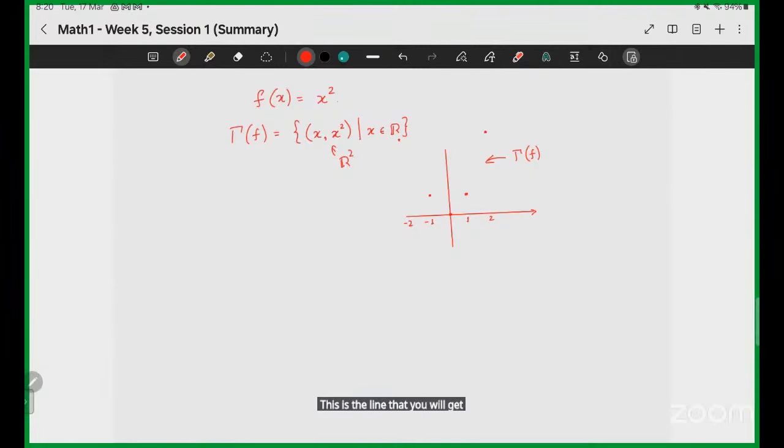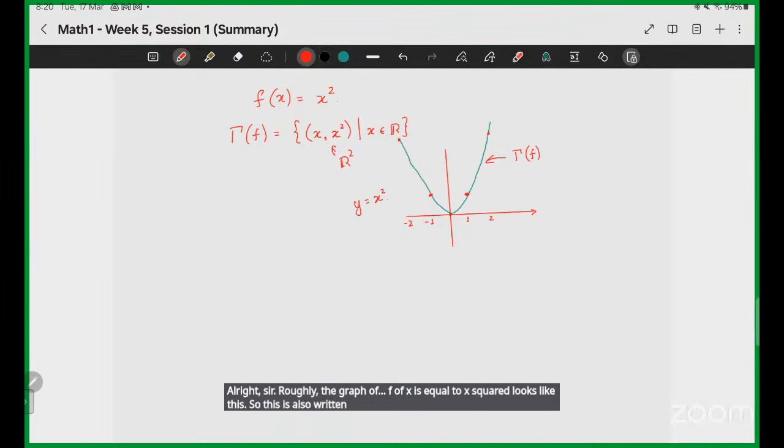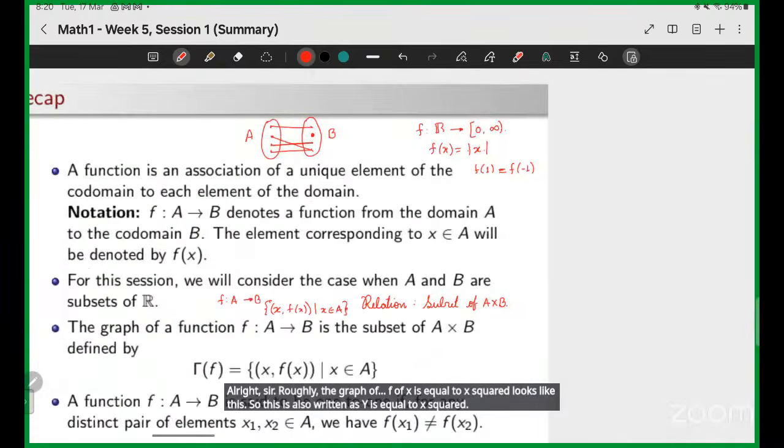Maybe we'll use a different color for it. So this is the graph. Just make sure that all the points are there. Roughly, the graph of f of x equal to x square looks like this. This is also written as y is equal to x square.